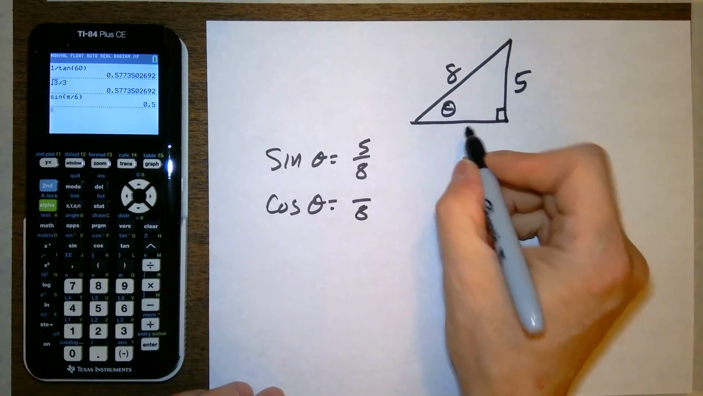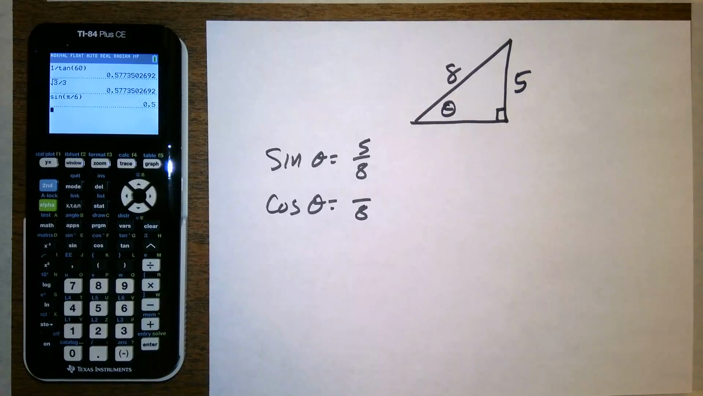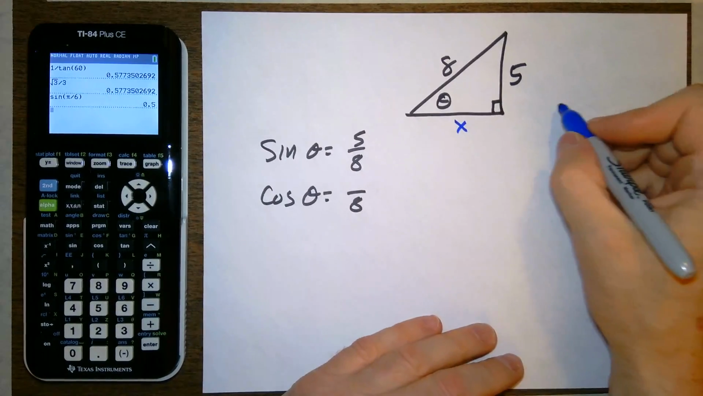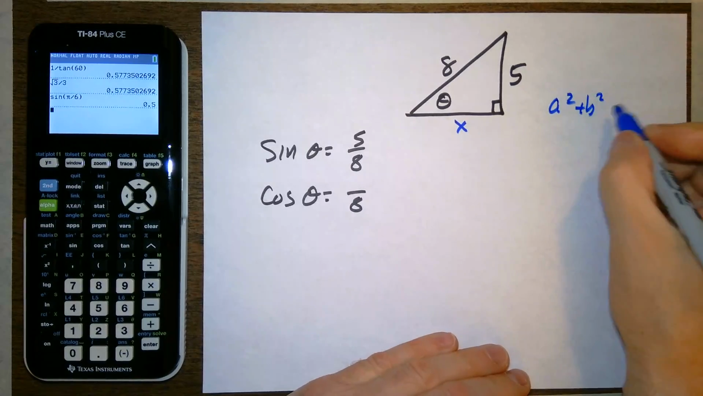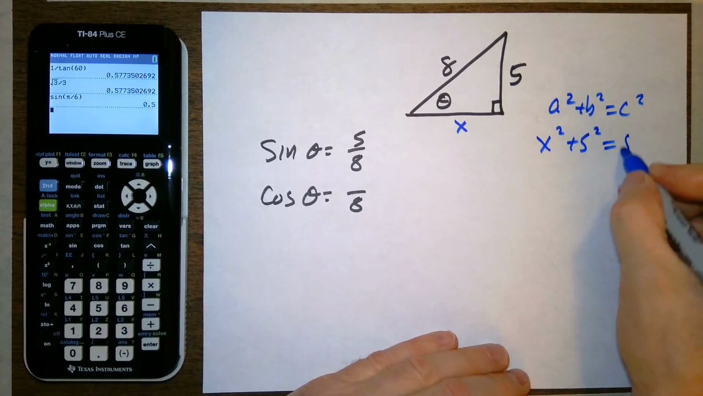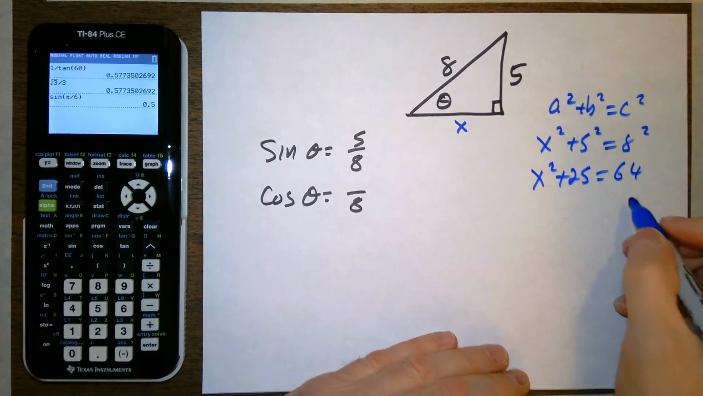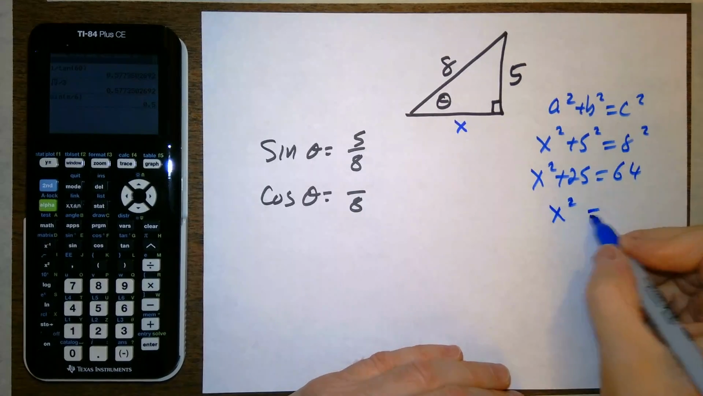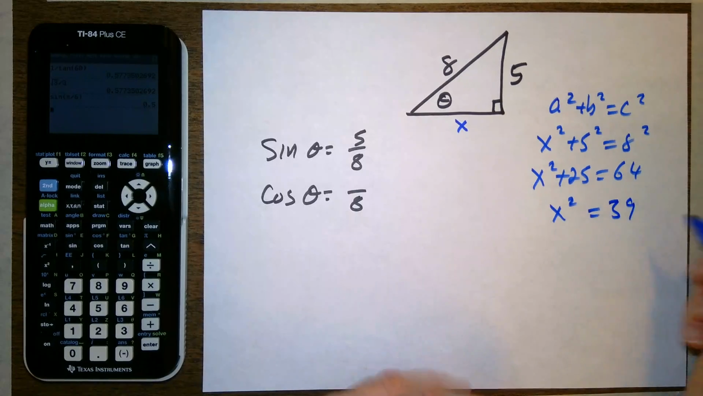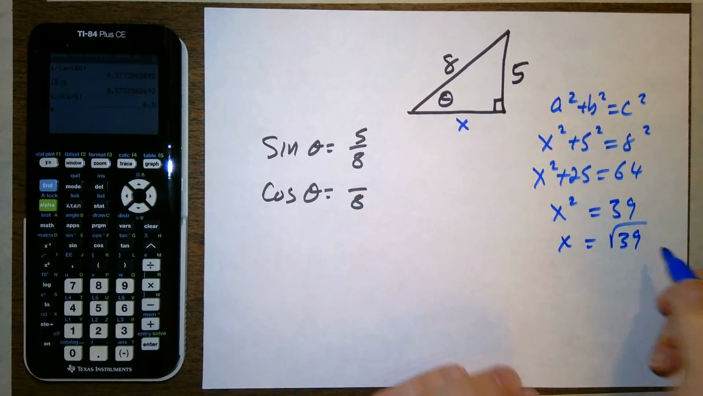I need to find this missing side. So the problem comes to a screeching halt here, and I need to go find that missing side. I'll call it x. Well, Pythagorean theorem, a squared plus b squared equals c squared: x squared plus 5 squared equals 8 squared, x squared plus 25 equals 64. Subtract 25 from both sides, and I get 39. So x equals the square root of 39.